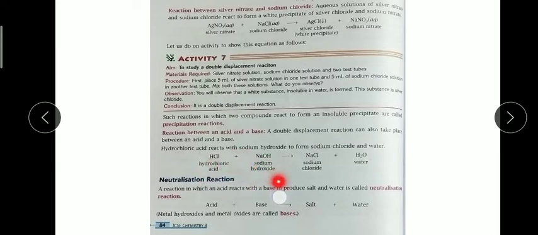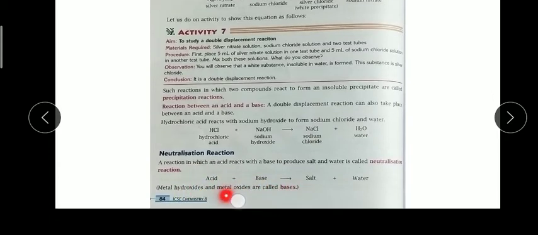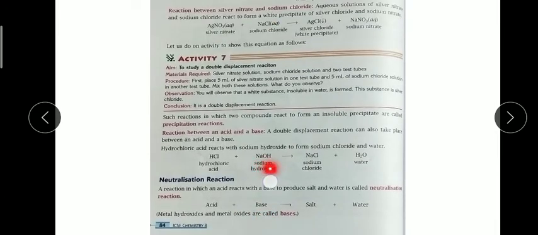An example is given. We all know HCl, hydrochloric acid, is an acid, and sodium hydroxide is a base. Sodium can easily displace the hydrogen from the HCl, and it will produce NaCl, which is a salt, and water. So this is an example of a neutralization reaction where an acid reacts with a base and produces a salt plus water. Metal hydroxides and metal oxides are called bases. Compounds which have an OH group, OH radical, are called bases.